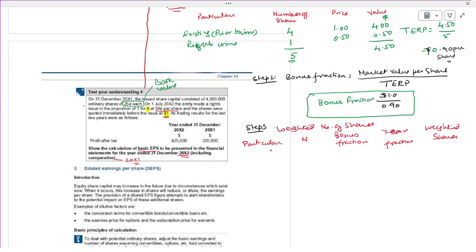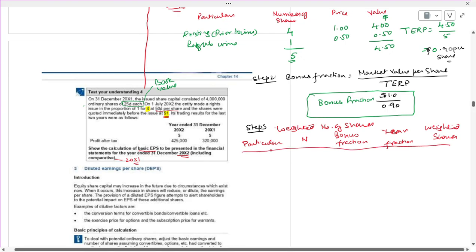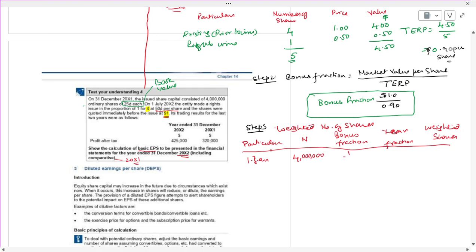Fine. 1st January. How much is the 1st January? How many shares are there? 4 million. Is it right? 4 million. Bonus fraction is how much? 1 divided by 0.9. Is it right? 1 divided by 0.9. Okay.